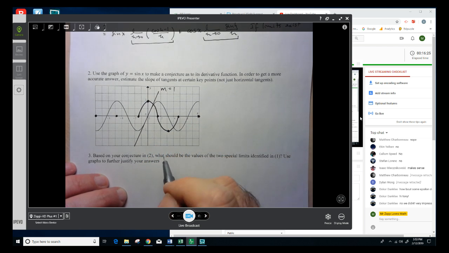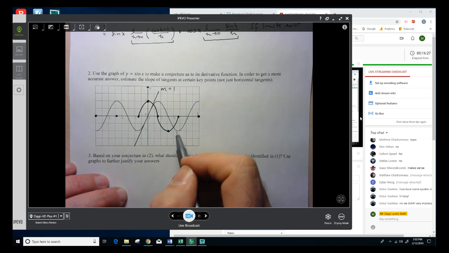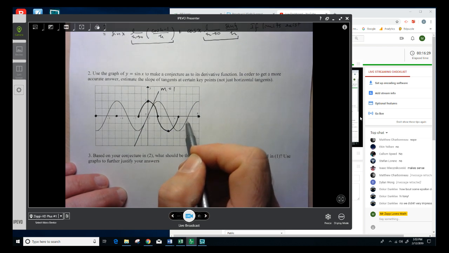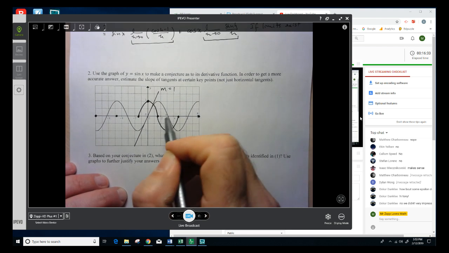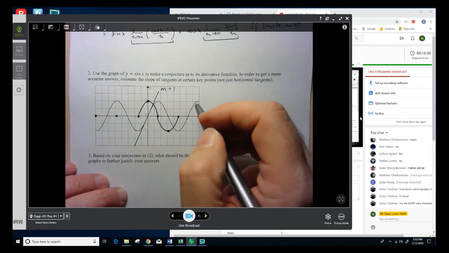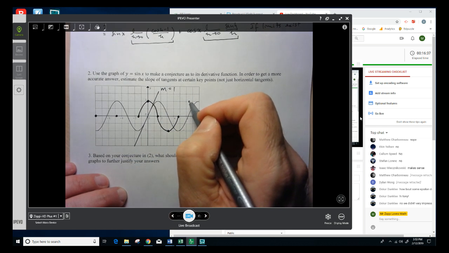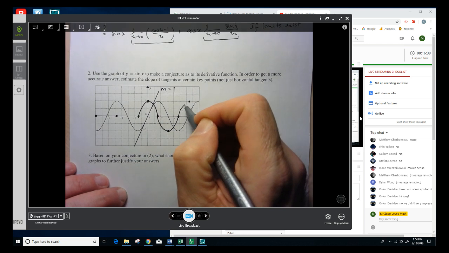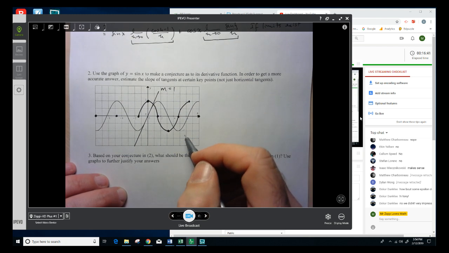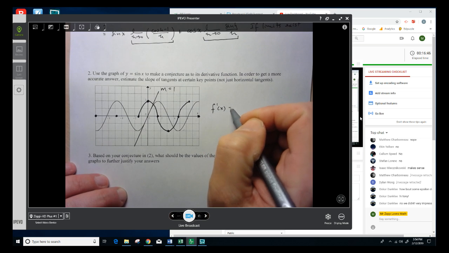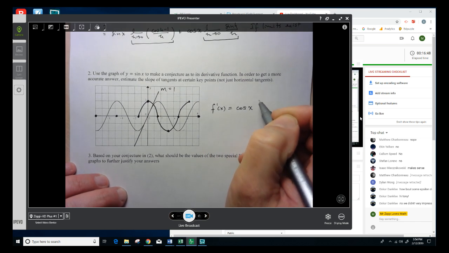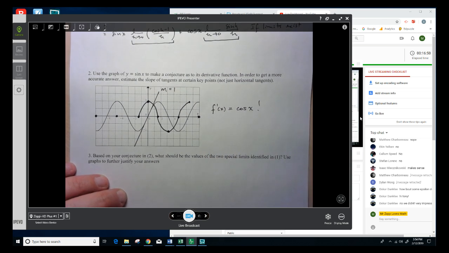And then things start to repeat themselves, because now I'm going back to the positive, getting steeper, steeper, steeper. This is going to be my steepest slope, which again is just going to be a repetition of the one that we had here. So at this point here, it's going to be positive 1. And if you take a look, what do we have? We seem to have that f prime of x is equal to cos x. Okay, and that's a pretty nice result.